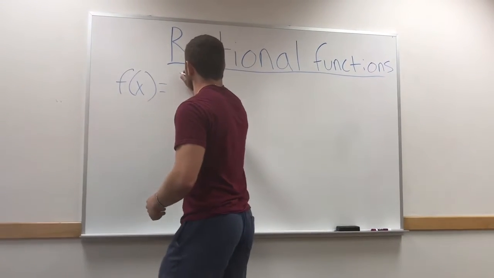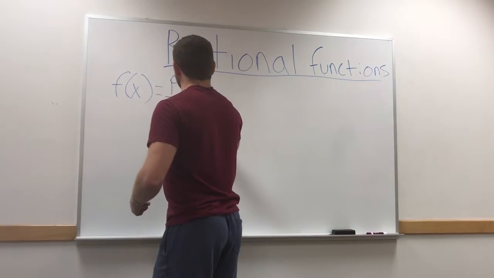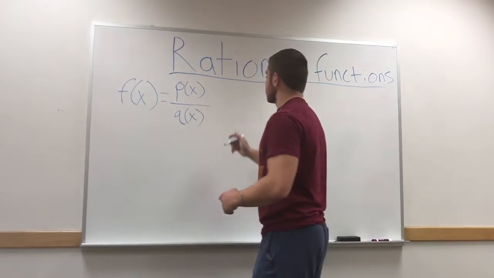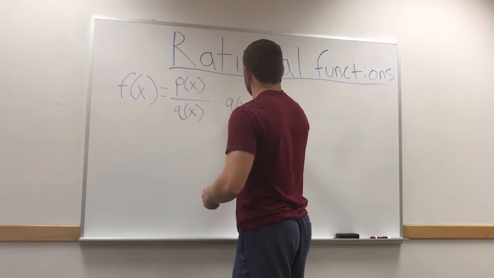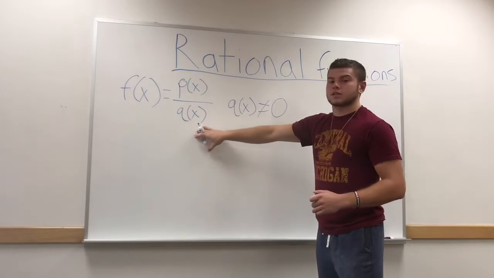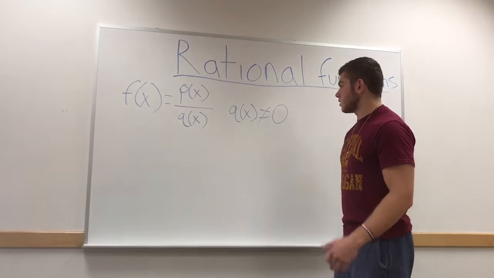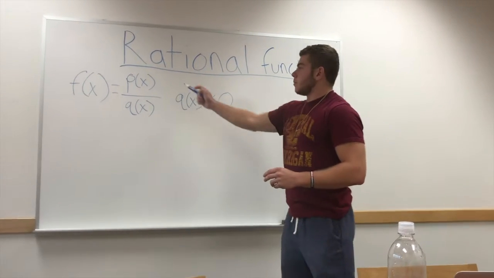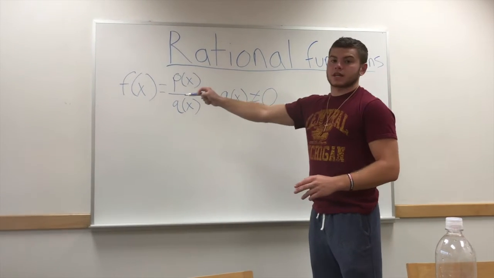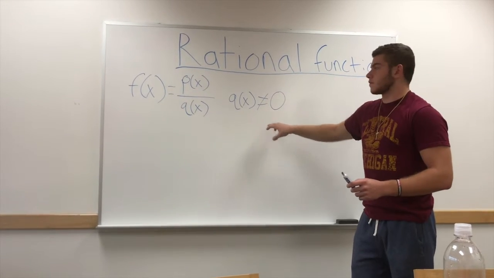Rational. Let's use p of x over q of x, as long as q of x doesn't equal 0. Because if we have a 0 in the denominator, then the whole equation will be undefined. In a rational function, p and q of x are both going to be polynomials, and f of x is defined as long as q of x does not equal 0.